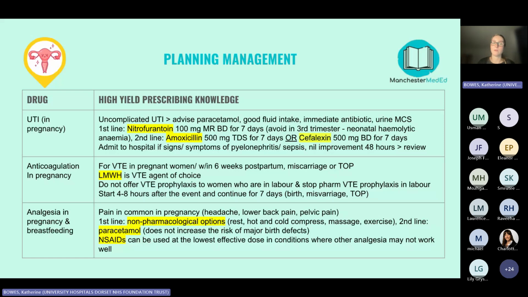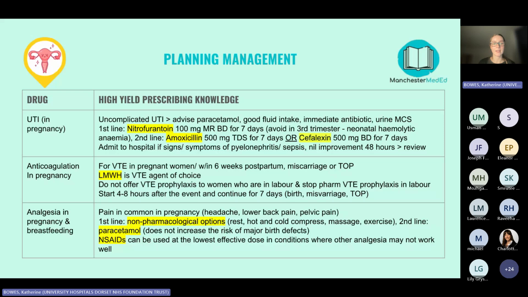Really important to review if there's no improvement within 2 days. Okay. Anticoagulation in pregnancy. So low molecular weight heparin is appropriate in pregnancy. And you want to restart it 4 to 8 hours after birth and continue for 7 days after birth.